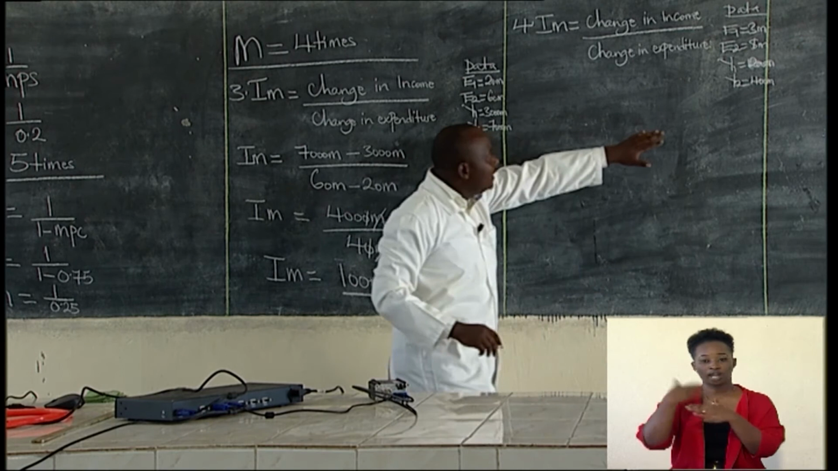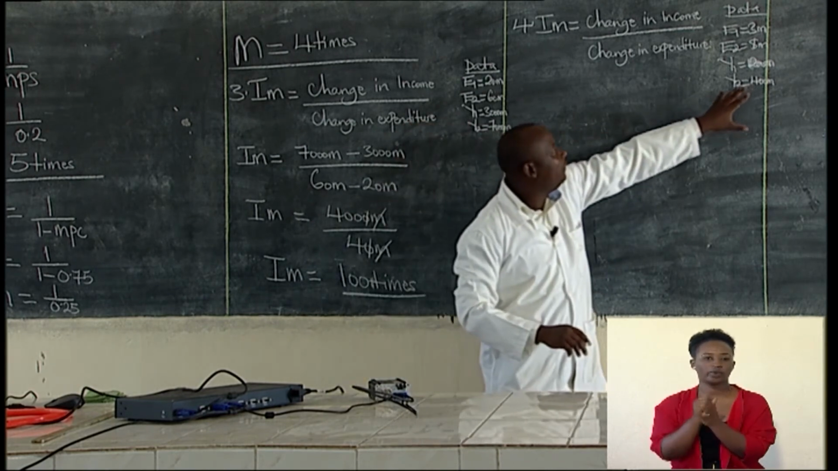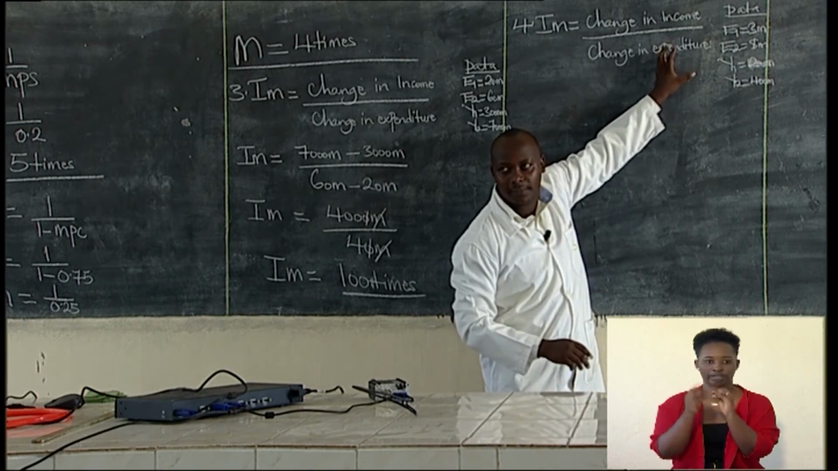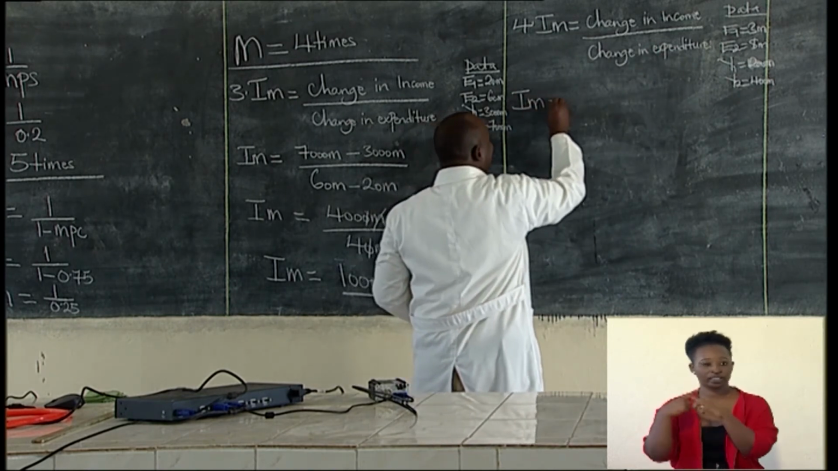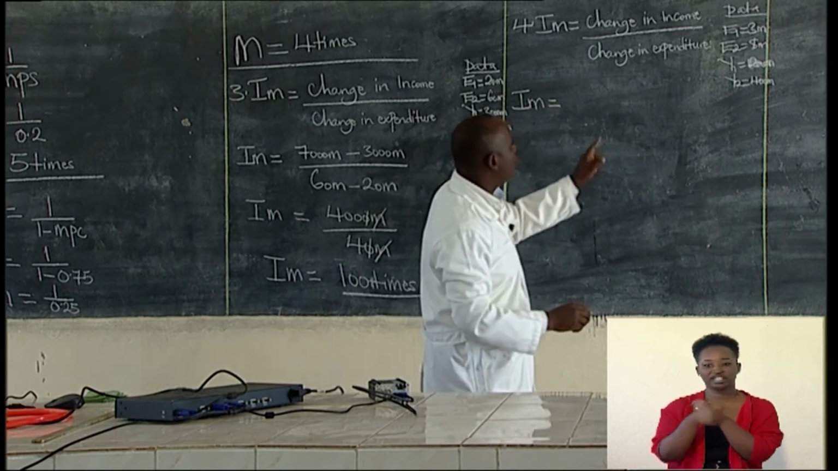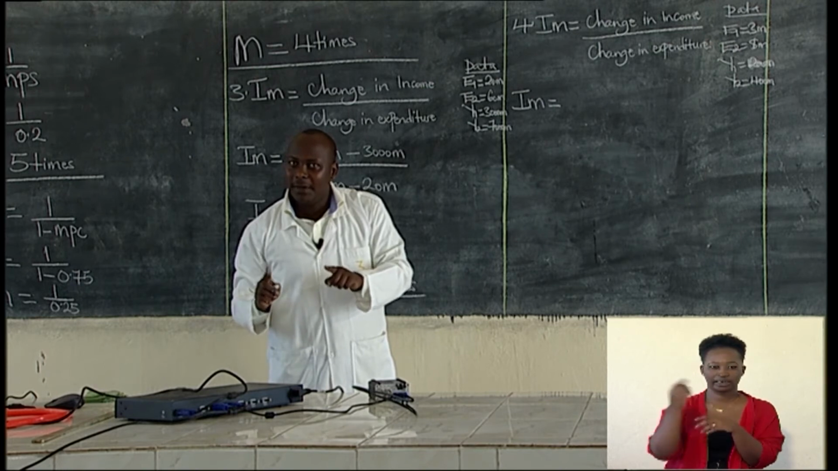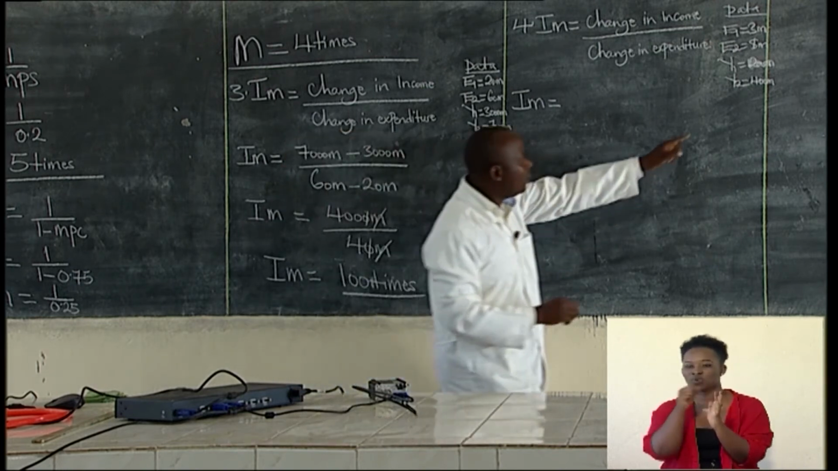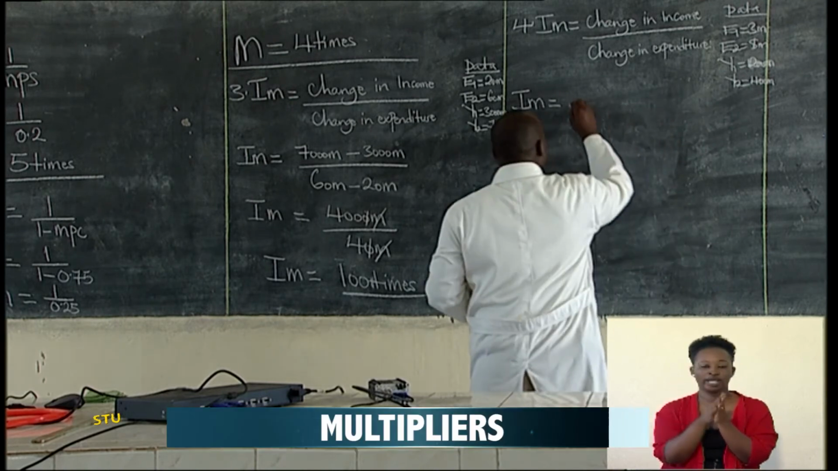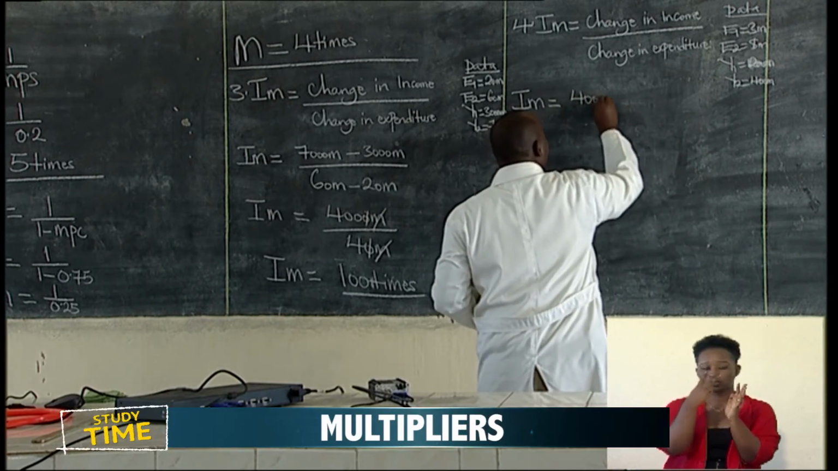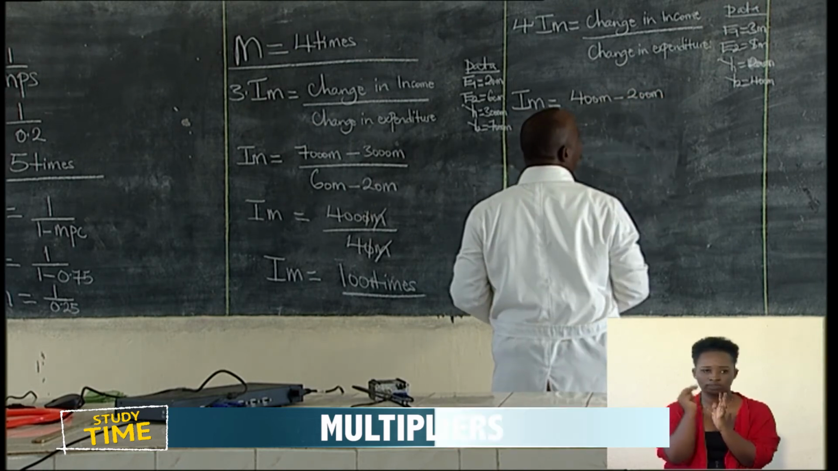After interpreting the data, it is easier for you now to calculate because you will substitute the figures into the formula. Now, to get the investment multiplier, it is change in income. To get the change in income, we get income 2, the new income, minus the old income. Income 2 is 400 million, and income 1 is 200 million. Now, we shall get 400 million minus 200 million.